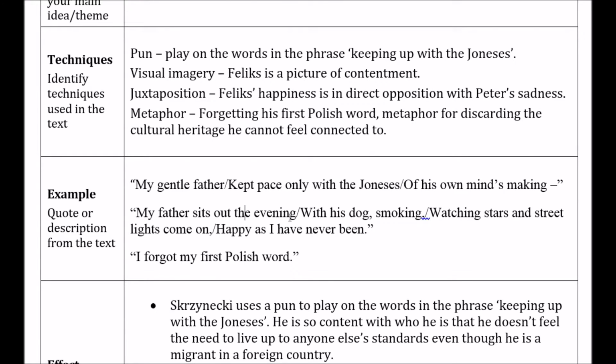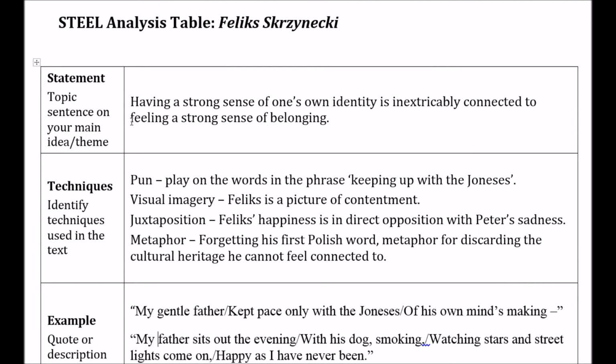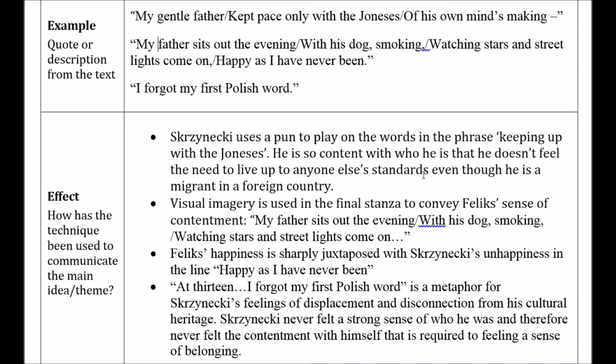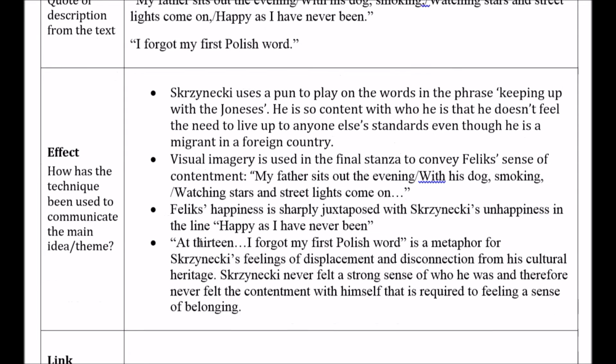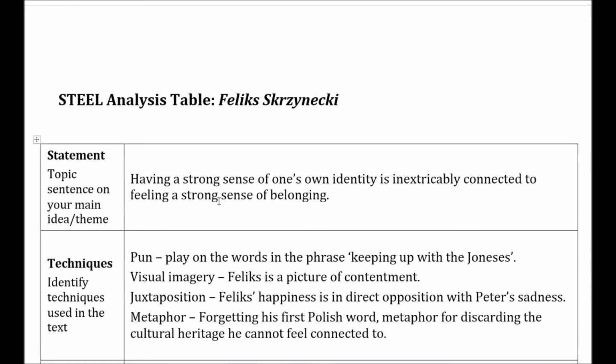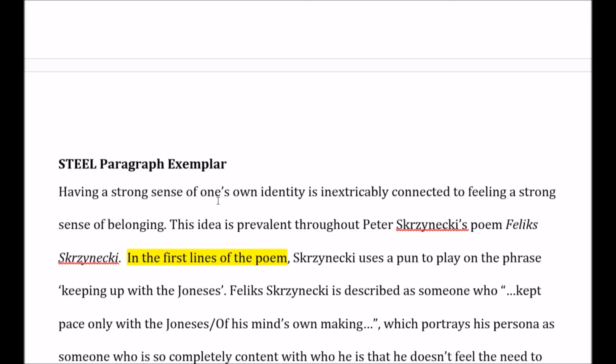Once you've found your quotes, choose which techniques are the strongest, which techniques are actually being used in your evidence to communicate your key idea. Explain how the techniques have been used to communicate the key idea in your topic sentence. Then, lastly, just reword your topic sentence. If you can just follow these steps and take one step at a time, then I am confident that you will have some beautiful body paragraphs for your speeches.